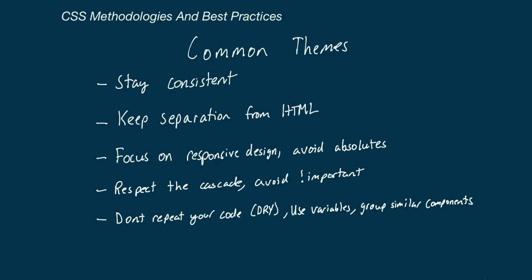You will see some methodologies solve this by minimizing the differences in specificity between selectors, but we can also just ensure that we are using the cascading and specificity rules as they were intended by the CSS spec. Finally, we usually want to minimize redundant code. This is oftentimes referred to as don't repeat yourself, or the DRY principle. To do this, we can use variables for repeated styles and group similar components with common classes.